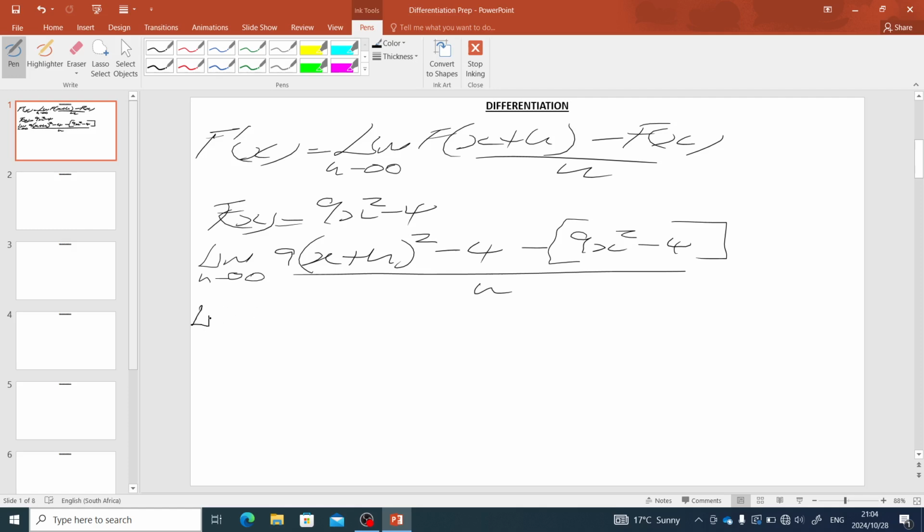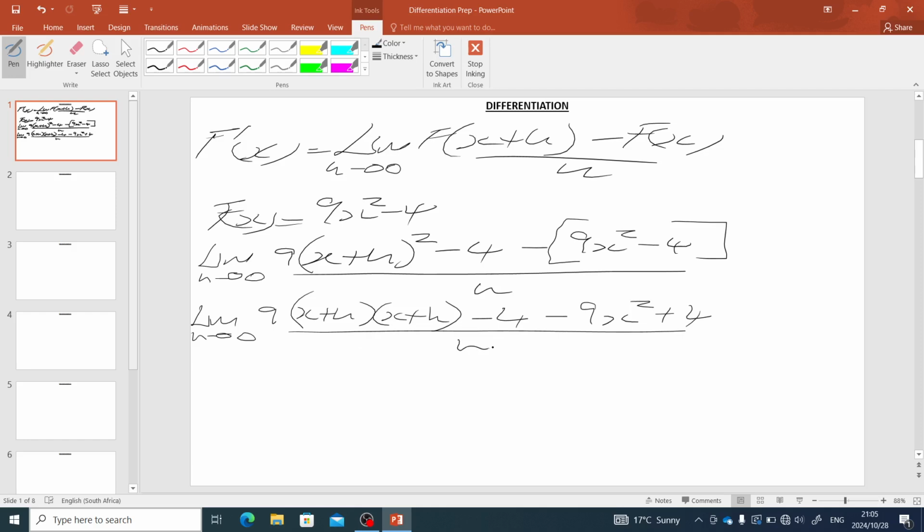Then it will be limit as h approaches 0. Then we are having 9, then x plus h, x plus h, because it is the difference of two squares, minus 4. Then here it will be negative 9, negative multiplied by 9, it will give us negative 9x squared. Negative multiplied by negative, it will be positive 4, divided by h. Then, as long as you haven't substituted, you will continuously write that limit, as h approaches 0.